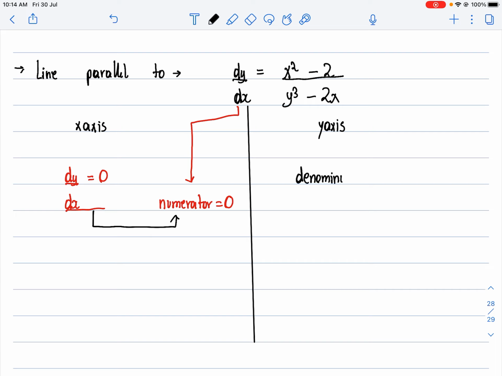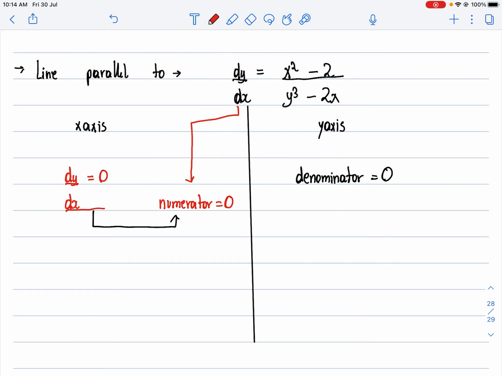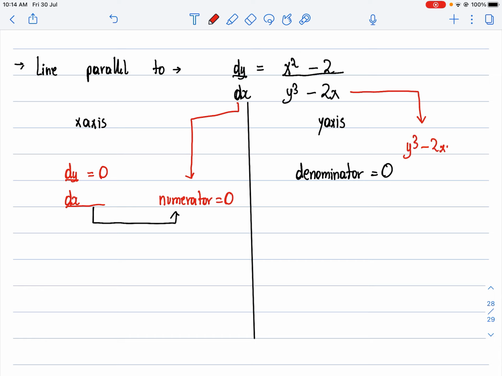denominator equal to 0. Basically in this case, mostly you get it in the fraction form if they have asked you the parallel to the y-axis. So in this case, the denominator I'll just do y cube minus 2x equals to 0 if it's parallel to the y-axis, correct? So the simple way to remember is, if the line is parallel to the x-axis, the numerator equals to 0. If it's parallel to the y-axis, then the denominator equal to 0, correct? This is what I basically need to know.